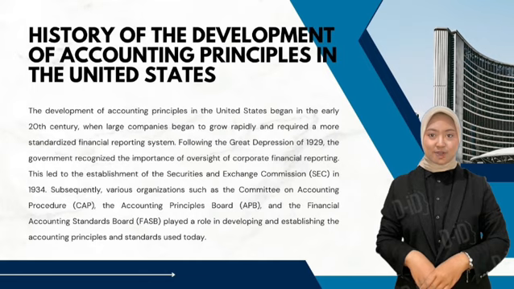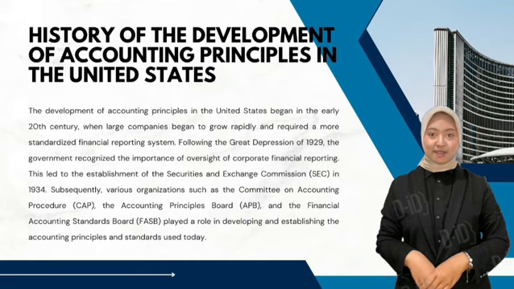An important event that became a turning point was the Great Depression, or major economic crisis, in 1929. This crisis caused many investors to experience losses and created distrust in the financial information presented by companies. In response to these conditions, the United States government formed the Securities and Exchange Commission, or SEC, in 1934. This institution is tasked with overseeing the capital market and ensuring that public companies present transparent financial information to the public.